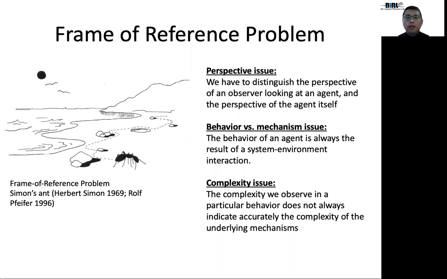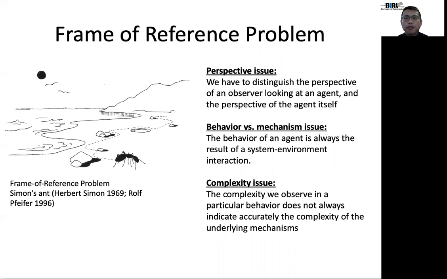To tackle these fundamental challenges, there are many theoretical questions to be considered. The first of this kind is the so-called frame of reference problem. The frame of reference problem refers to the perspective issue, where we need to be clear about the perspectives of observers or that of the agent itself. This problem was originally proposed by Herbert Simon, known as Simon's ant.